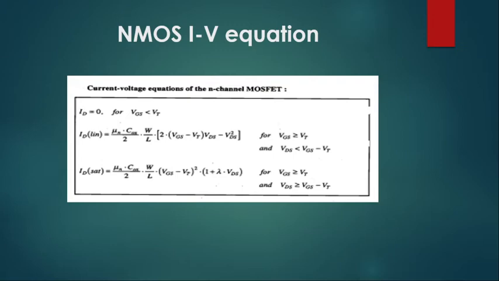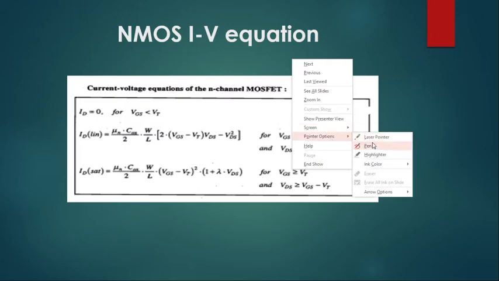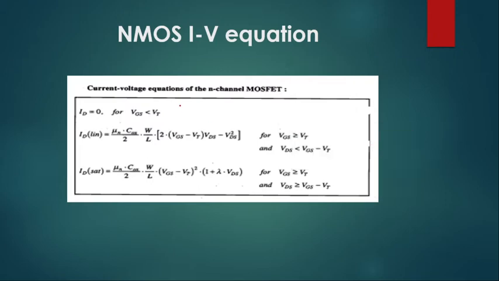So basically for NMOS there are two operating regions. First one is the cutoff region. Cutoff means no current will be flowing, and the condition for cutoff is VGS is less than VT, where VT is the threshold voltage and VGS is the gate to source voltage. At that time there will be no current flow and it is in the cutoff mode.